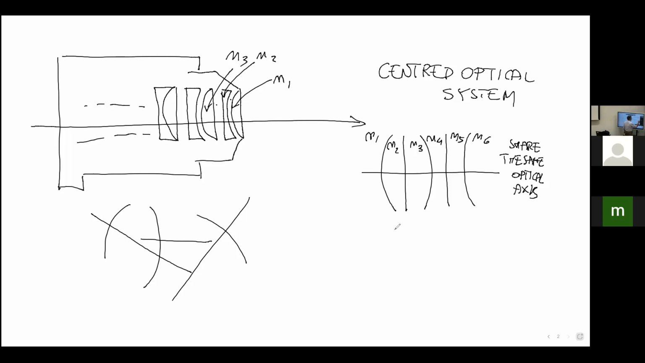Share the same optical axis. Okay, this is a centered optical system. Now, surely it is possible to produce systems like this, but they have only very specific applications. Most optical systems are like this, and they are, let's say, a succession of diopters.